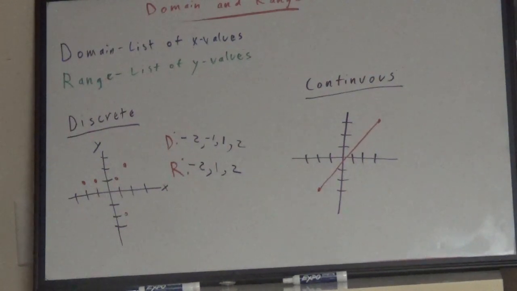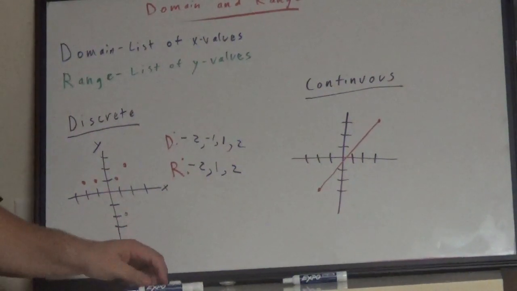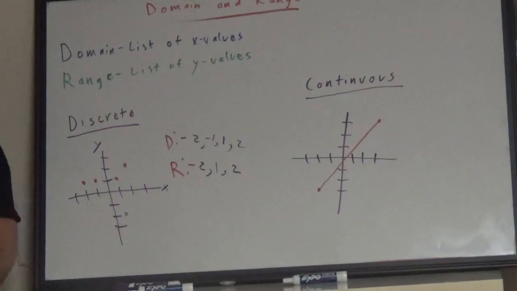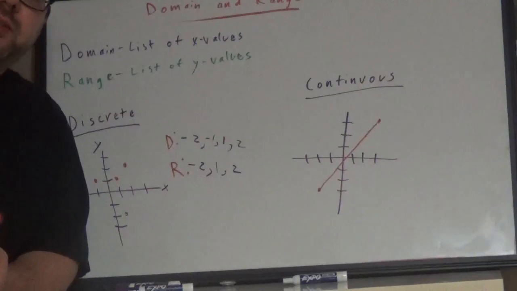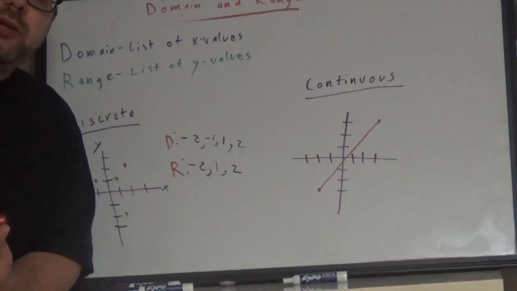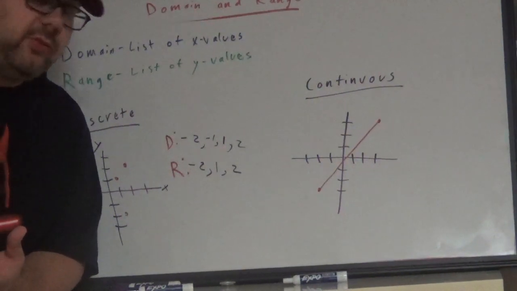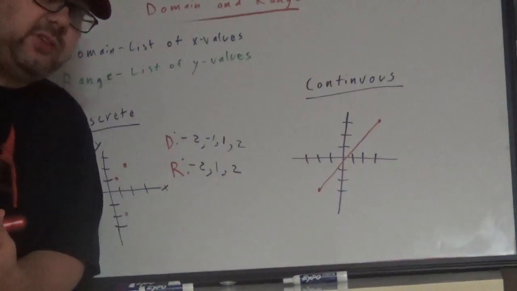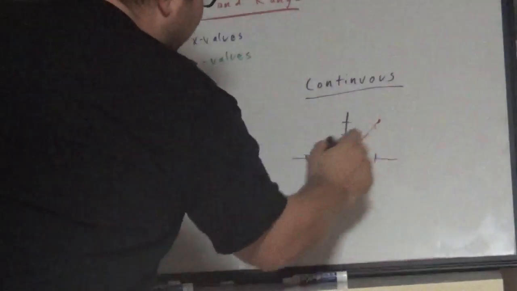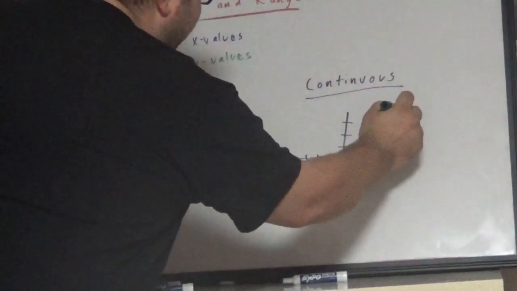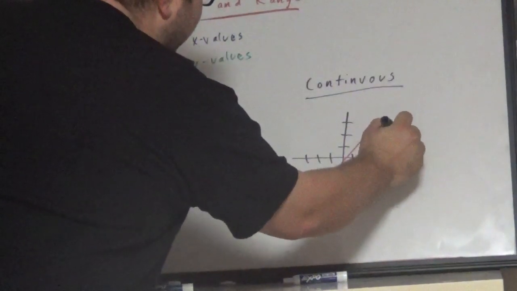Now that's a discrete graph. What if we have continuous? Discrete is easier to list because we can look at all the points on the graph. With continuous graphs, we cannot do this. I'm going to start though by writing the D for domain and R for range.